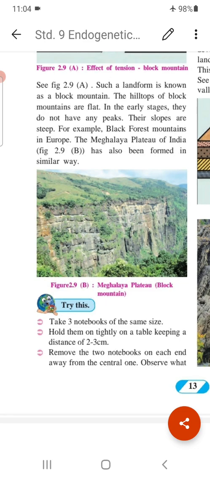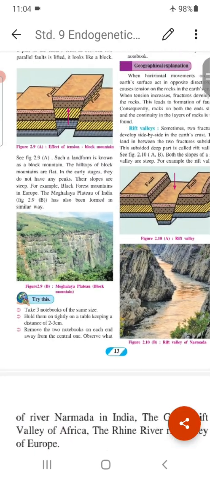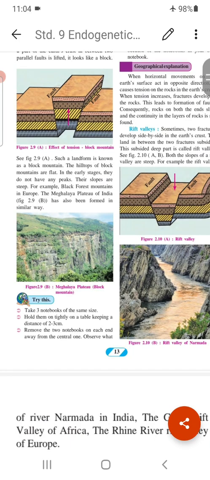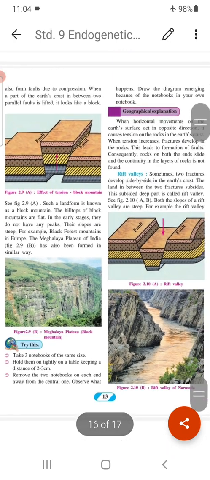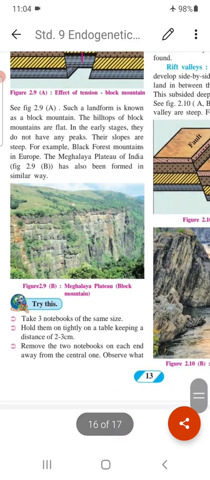This is a block mountain. What is it called? Block mountain. So block mountains form when the part is lifted upside, and when folds are created due to high pressure, they are called fold mountains. Fine. Now one more activity is given to you. Let's see what it is. Take 3 notebooks of the same size. Hold them tightly on a table, keeping a distance of 2 to 3 centimeters in between. Remove the 2 notebooks on each end away from the central one and observe what happens. Draw the diagram emerging because of the notebooks in your own notebook.